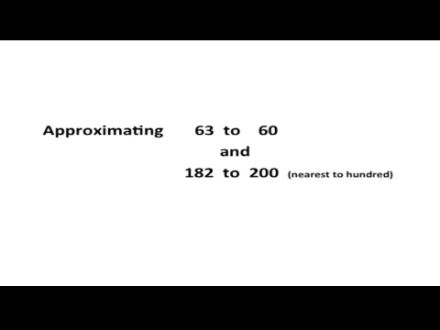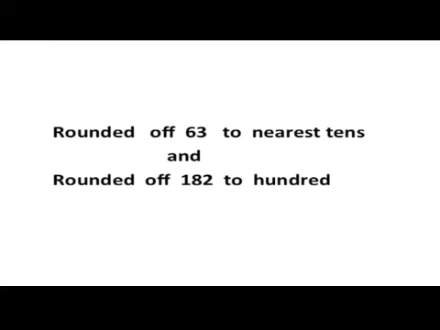If we now try approximating 63 to 60 and 182 to the nearest 100, that is 200, we get 60 times 200, and this number, 12,000, is a quick as well as good estimate of the product. The general rule that we can make is, therefore, round off each factor to its greatest place, then multiply the rounded off factors. Thus, in the above example, we rounded off 63 to tens and 182 to hundreds.